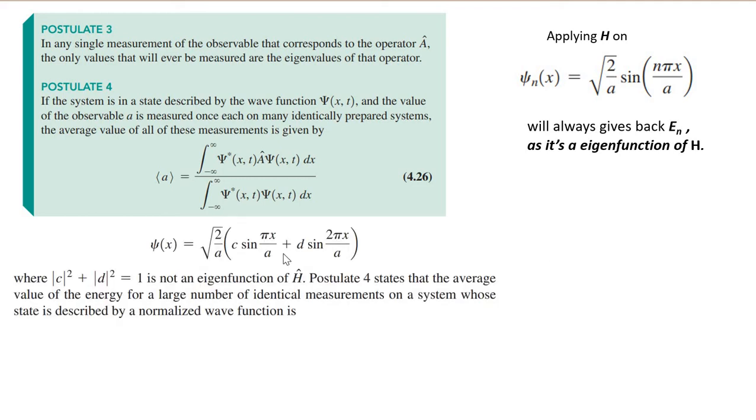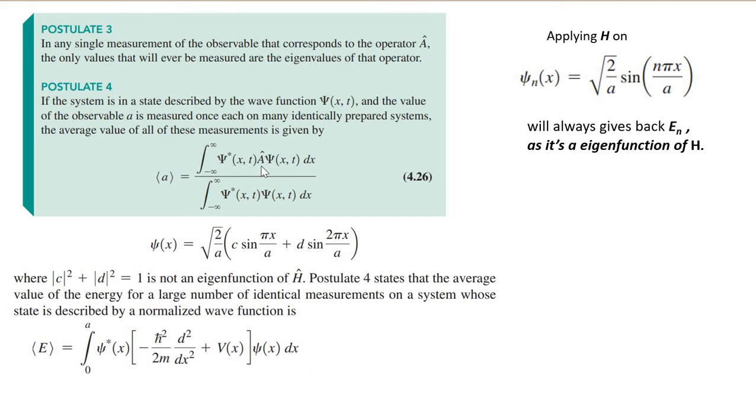In the earlier example we have seen that this psi x is not an eigenfunction of the H operator. Then how can we have some idea about the energy? The answer is the fourth postulate: if it is not an eigenfunction, then you have to take the average value by this prescription or mathematical formula. So that we can do. Exactly that we are doing: psi star, operator, psi dx, right?